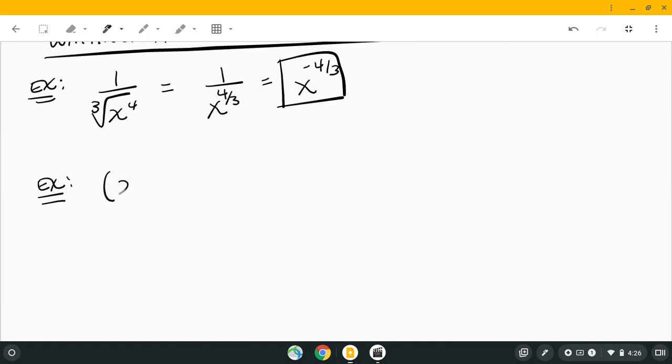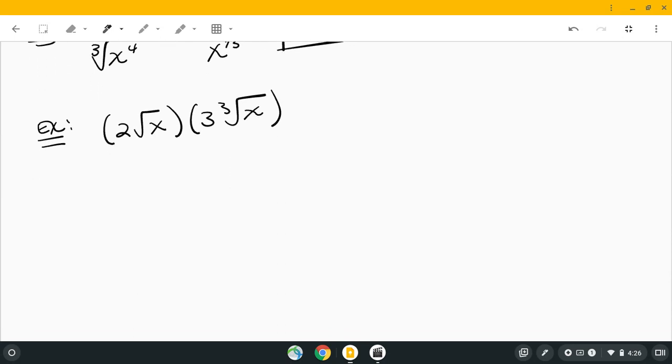And let's take a look at this one. 2 square root of x times 3 cube root of x. Okay. So rewriting these using rational exponents, that's square root x. So that's x to the 1/2. And then this is x to the 1/3.